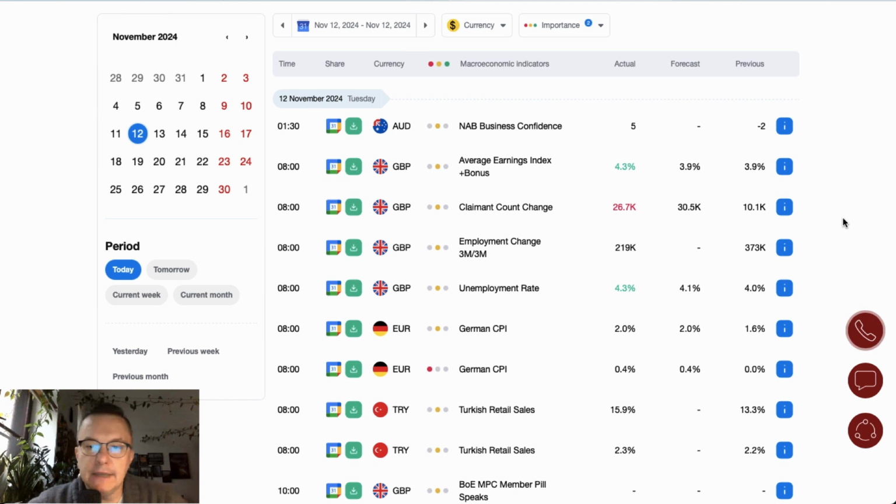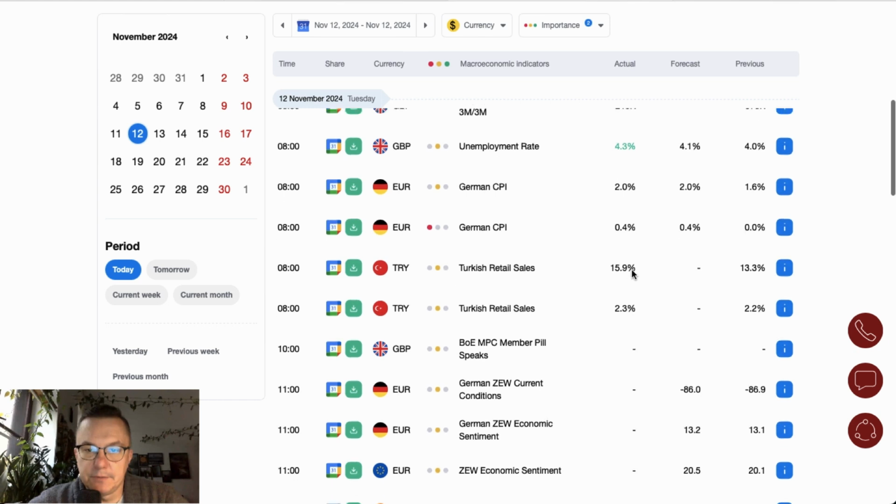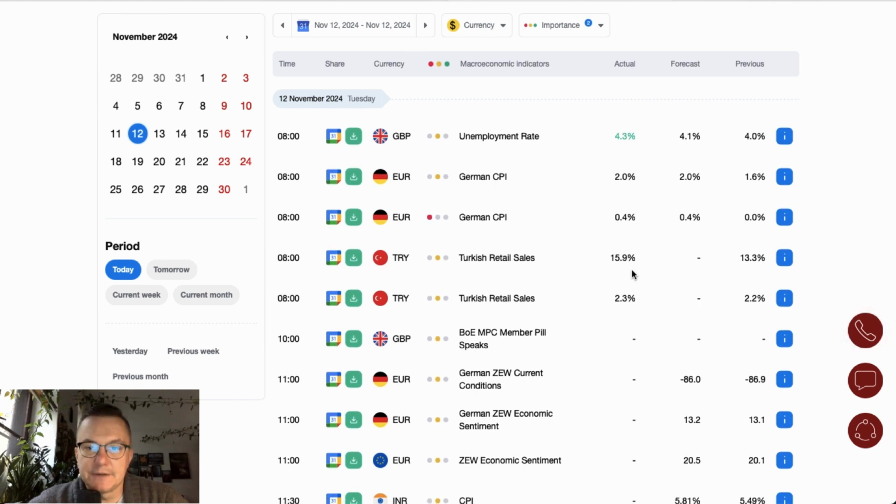Data from the UK in form of the claimant count change, employment change and unemployment rate together with the average earnings index are a mixed bag of data. The unemployment rate jumps from 4% to 4.3% and the claimant count change increased from 10,000 to 26.7. Average earnings index is up from 3.9% to 4.3%. So as you can see, a mixed bag of data. Nevertheless, it looks like the British pound is still under the pressure all over the board.